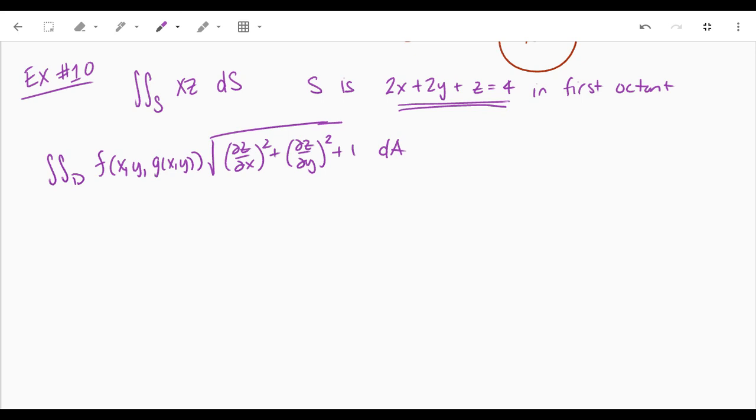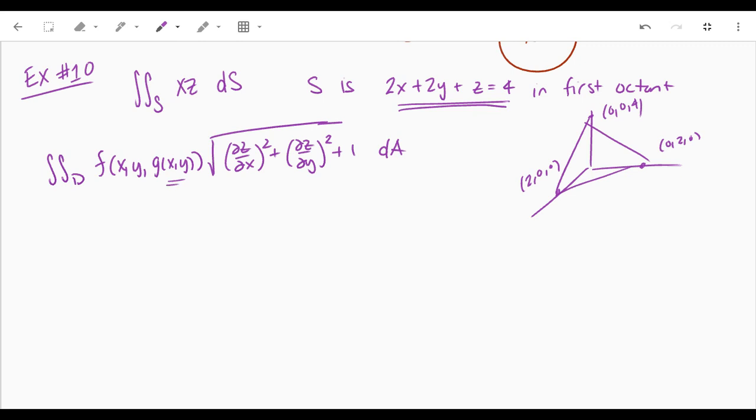Okay, it's going to help if we can sketch this a little bit, right? So if x and y are 0, z is 4. If y and z are 0, x is 2. And if x and z are 0, y is 2. Okay, so there's your surface.